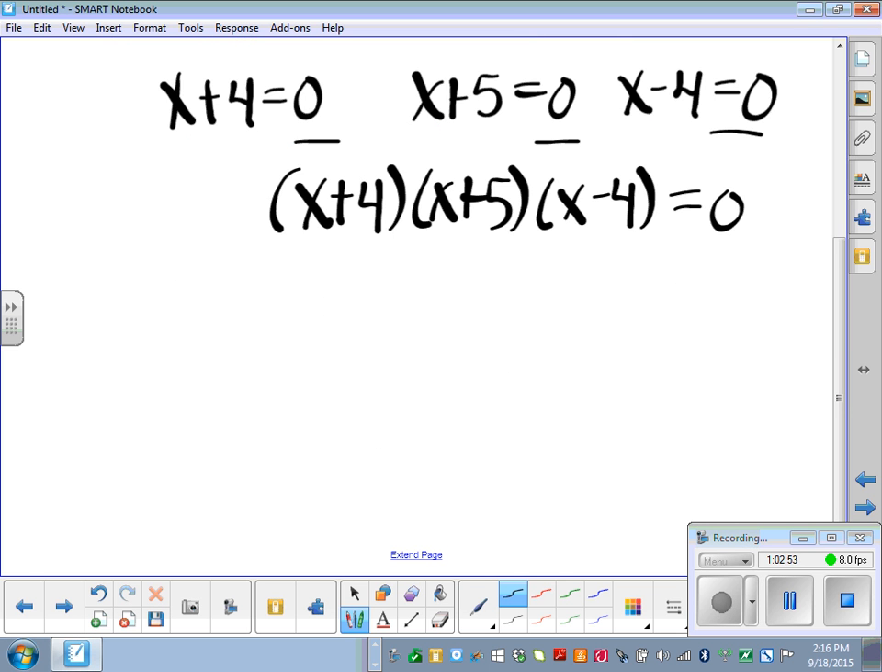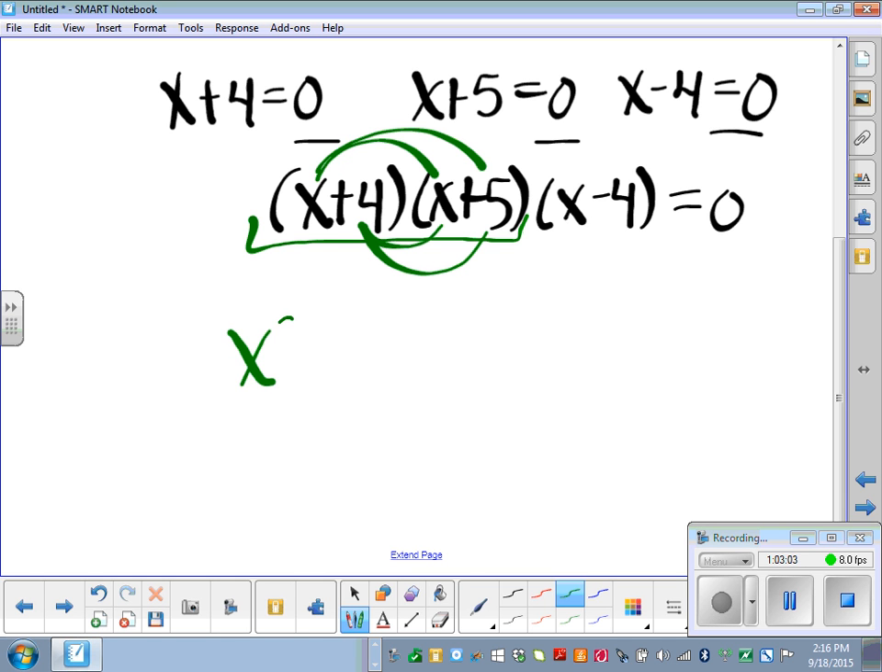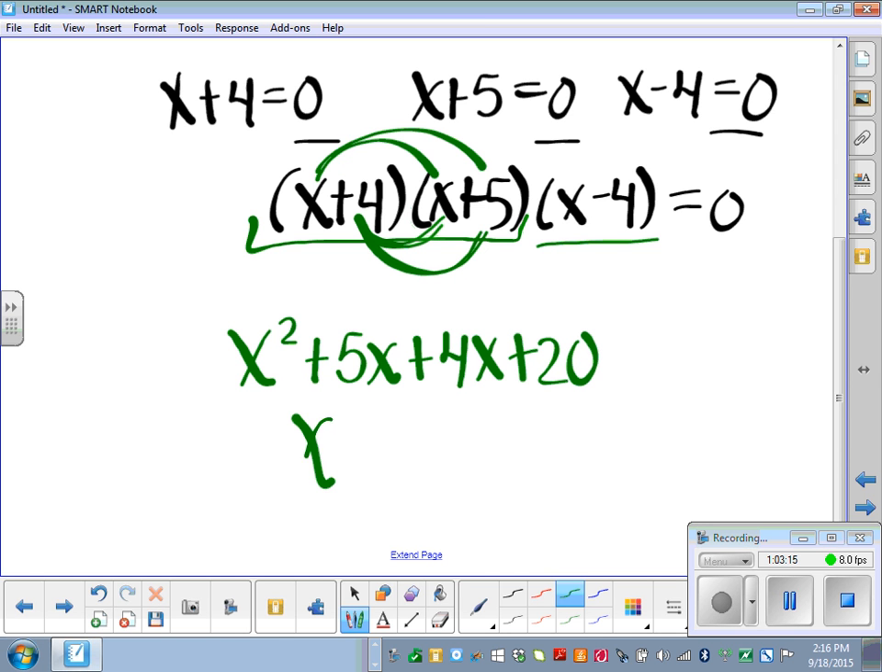And then you can find a polynomial by continuing to multiply them out. Now my suggestion is to start with these two and distribute them through, and simplify that first. So we'll get x squared plus 5x, and then positive 4x. And then 4 times 5 is positive 20. Before you multiply this in, combine like terms. So we have x squared plus 9x plus 20.